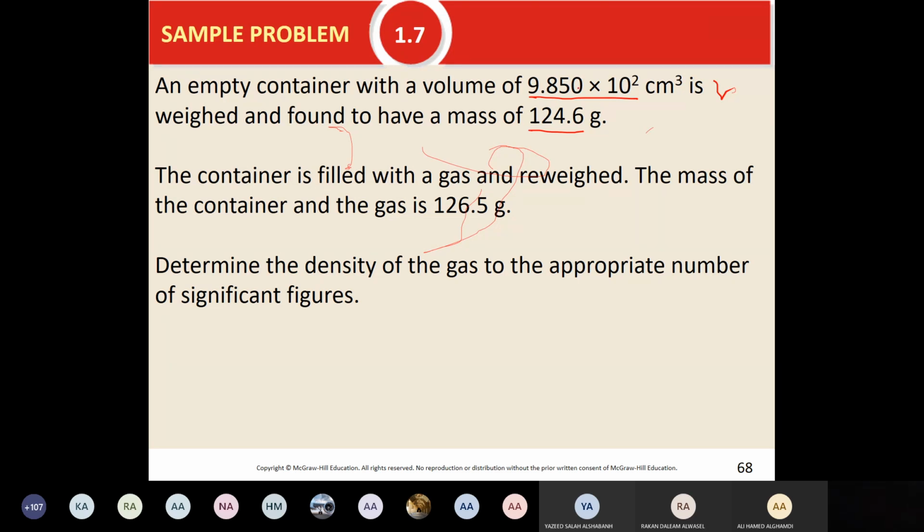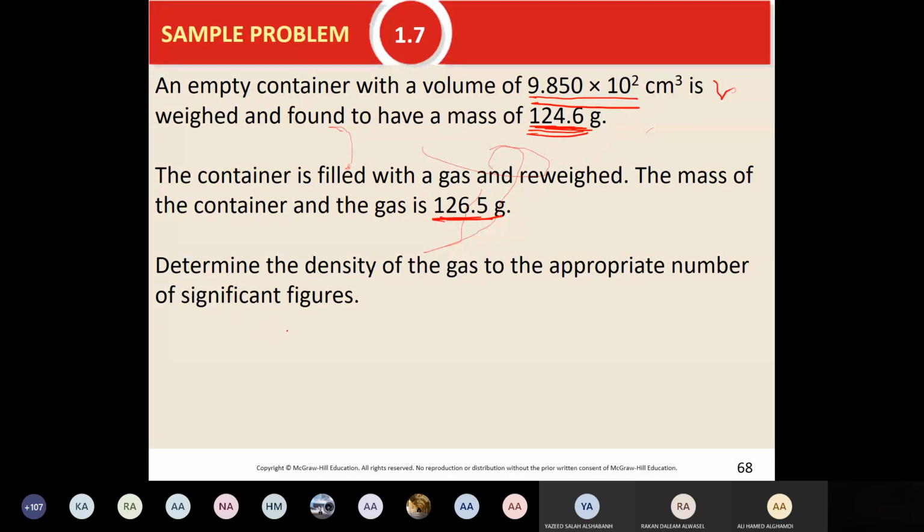So we have a box here. This is the mass of the box when it's empty. This is the mass of the container, that's the volume of the container, and that's the mass. The container contains gas. The mass with the gas is 126.5. What can you calculate? The mass of the gas. Go ahead and calculate the mass of the gas. This is the mass of the container empty, and this is the mass with the gas. So what's the mass of the gas?